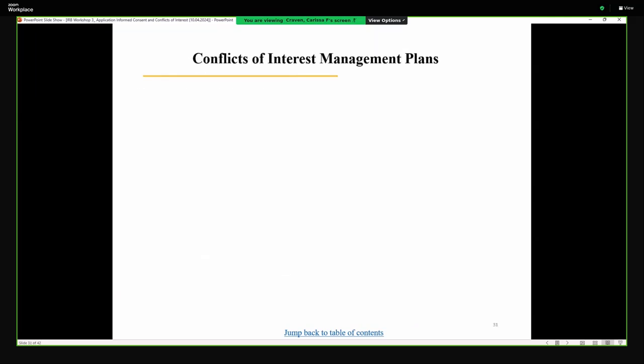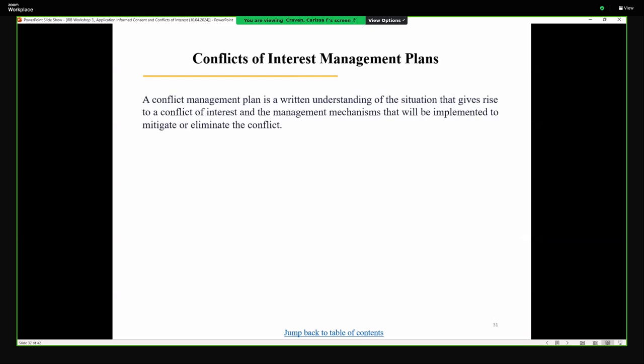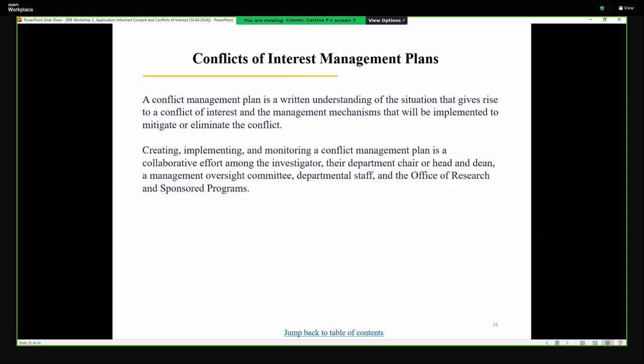So those are called conflict of interest management plans. Again, we have those linked on our resource pages on the table of contents. And it's a written understanding that the situation exists. It existing is not a problem. It could be perceived as a problem, so there are mechanisms that might mitigate that or completely eliminate the conflict. So it needs to be created, implemented, and monitored.